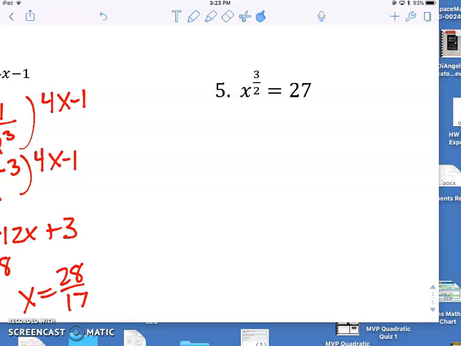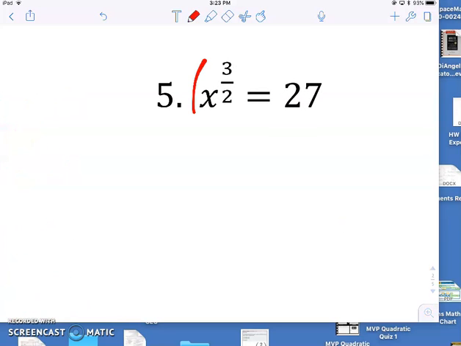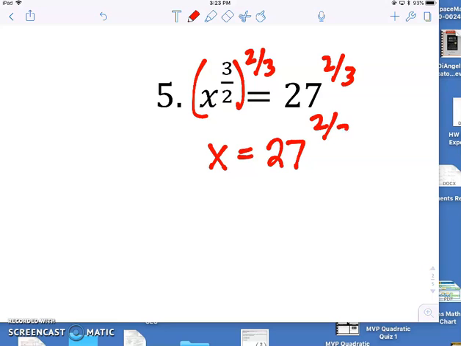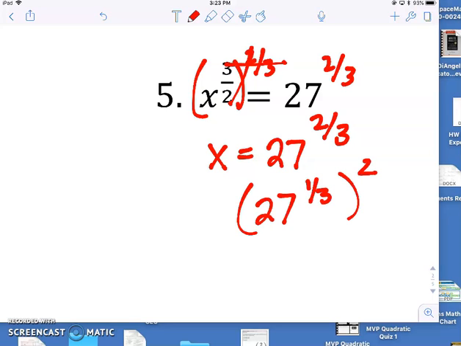So what do we do when it's in our base? Well, this is where we raise it to that reciprocal power. So we have x equals 27 to the 2/3 because the 2's and the 3's reduce down to 1. So 27 to the 1/3 squared. So 27 to the 1/3 is 3. Well, 3 squared is 9.